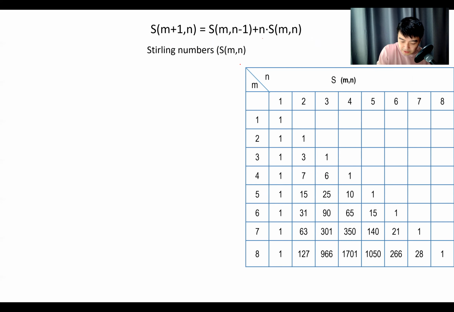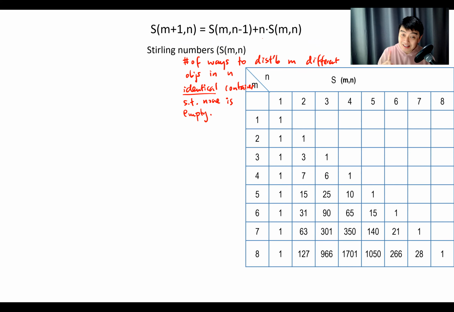Again, the Stirling number S(m, n) is measuring the number of ways to distribute m different objects into n identical, so same, containers, such that none is empty. So each container has to have at least one object inside. I'm just going to take a look at this right now, and when we come back from our next video, I'm going to show you exactly how this equation works.